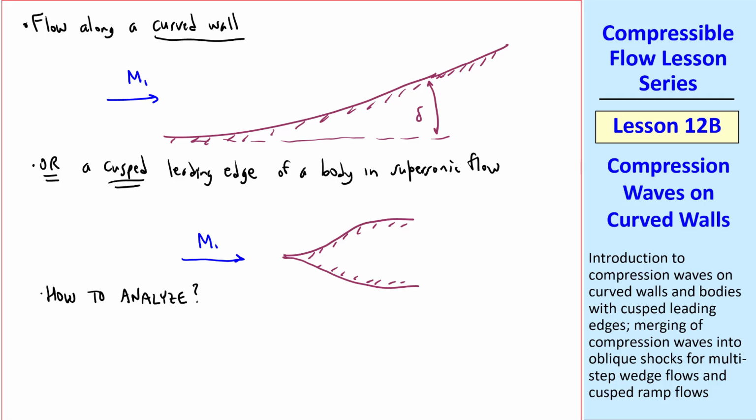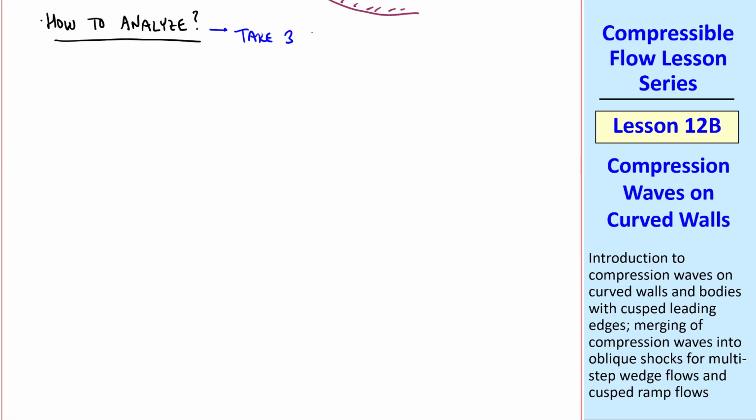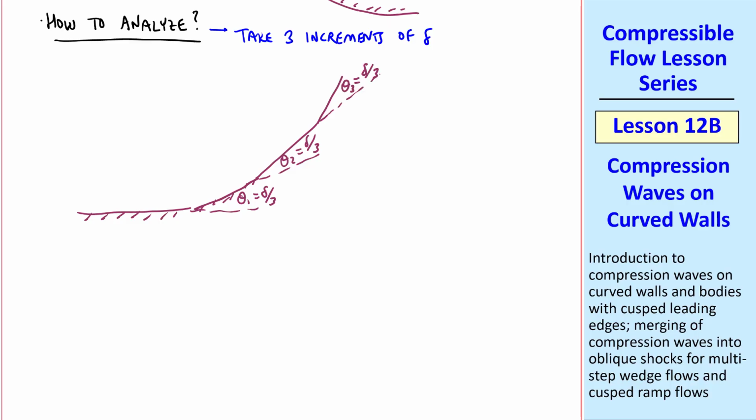How are we going to analyze these? Well, let's start by taking small increments of this changing wall angle instead of being gradual. For example, let's take 3 increments of delta. So our wall is initially horizontal, and we have some theta 1, which will equal delta over 3 with a straight wall segment. The next theta 2 is also delta over 3, as is theta 3. So at each of these 3 points, the wall angle suddenly changes, but each of these are straight line segments.